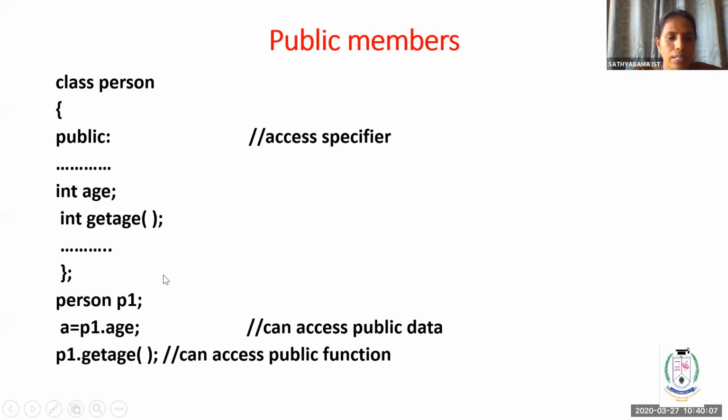Hope you understood the major differences between the access specifiers private, protected, and public. I'll summarize. Private is nothing but only within the class; only inside the class we can access the data as well as function. That is called private. And the protected access specifier means only within the class you can access the protected data member, and also the inherited class as well as the friend class.